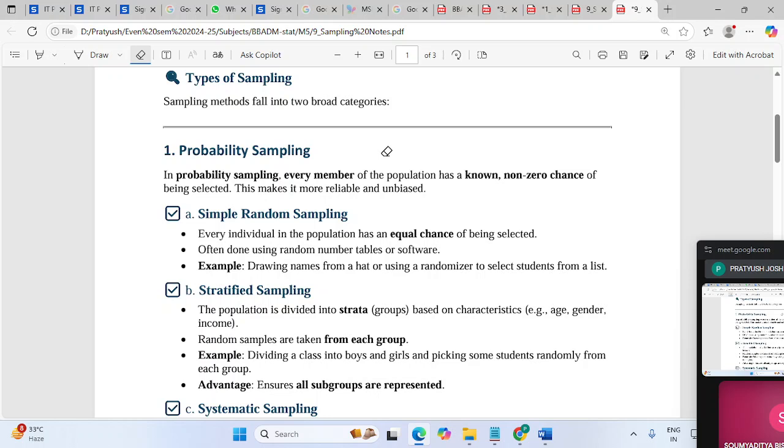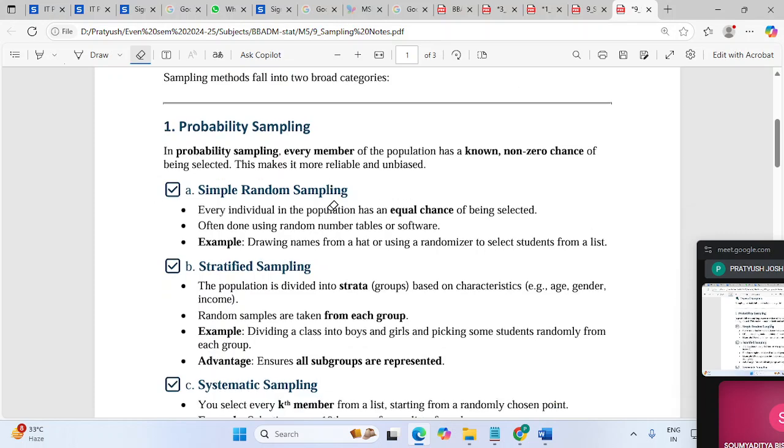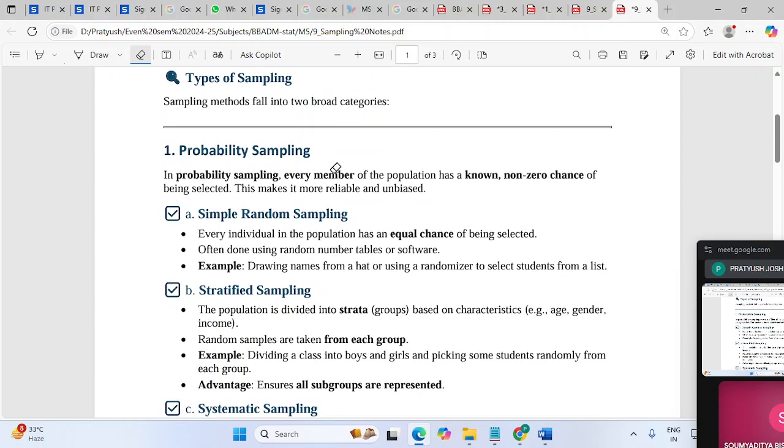So in that case, what you will do is select some classes randomly to check the heights. Let's say we select your class, BBADM2B. There are 17 students. We measure the height of 17 students, we divide by 17, and we get the answer. While choosing your class, we did it randomly. We did not do it systematically. We did it randomly. So that is random sampling.